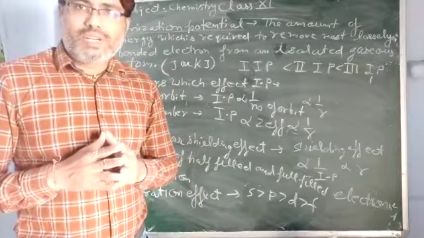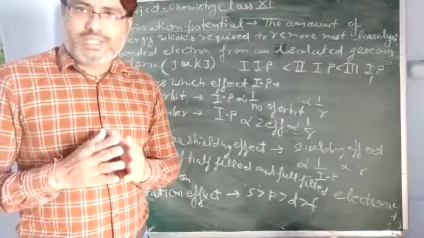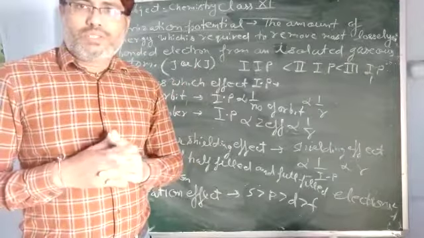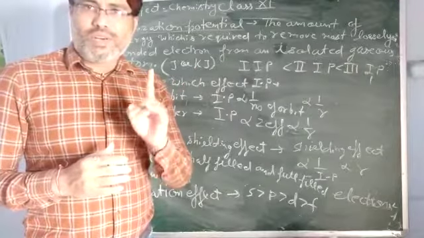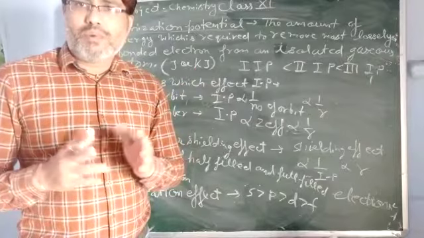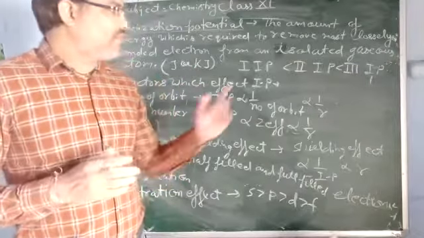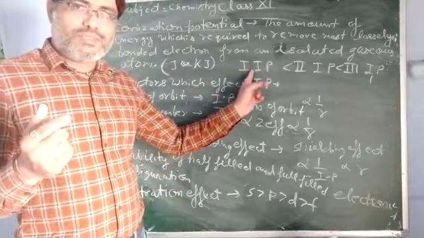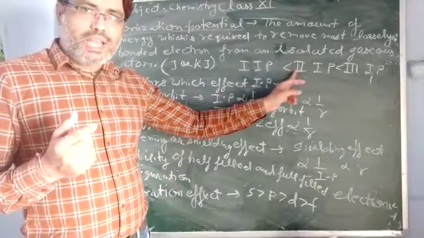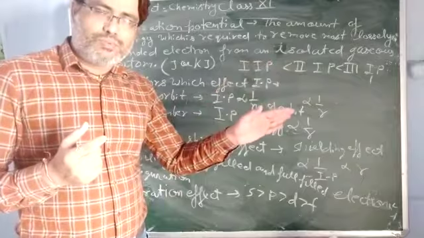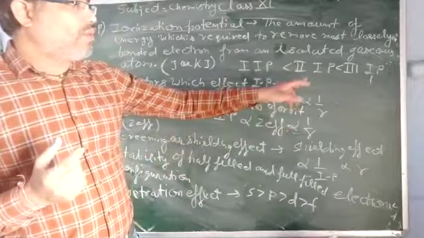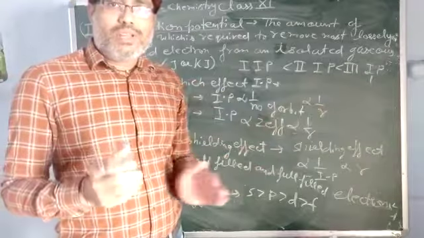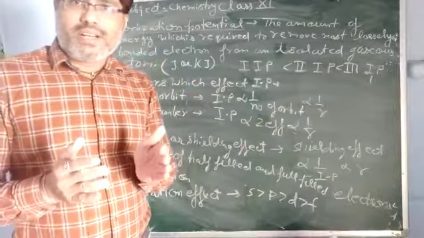And what is the unit of the ionization potential? It is energy, so the unit is joule or kilojoule. Now suppose we want to remove only the first electron from the atom. The amount of energy required is called the first IP. If you want to remove the second electron, the energy required is called the second IP. And to remove the third electron, the energy required is called the third IP.